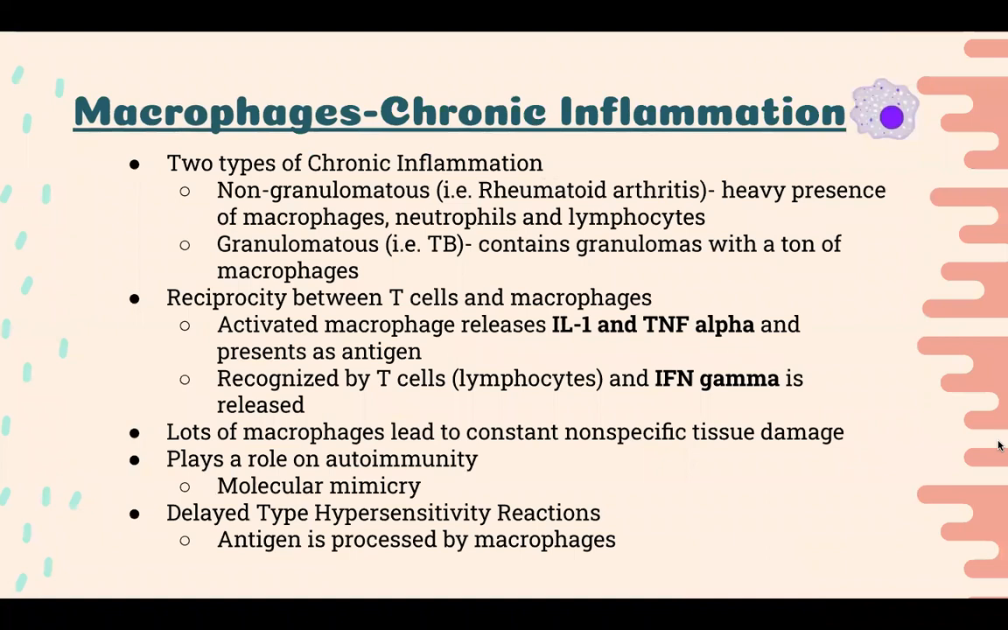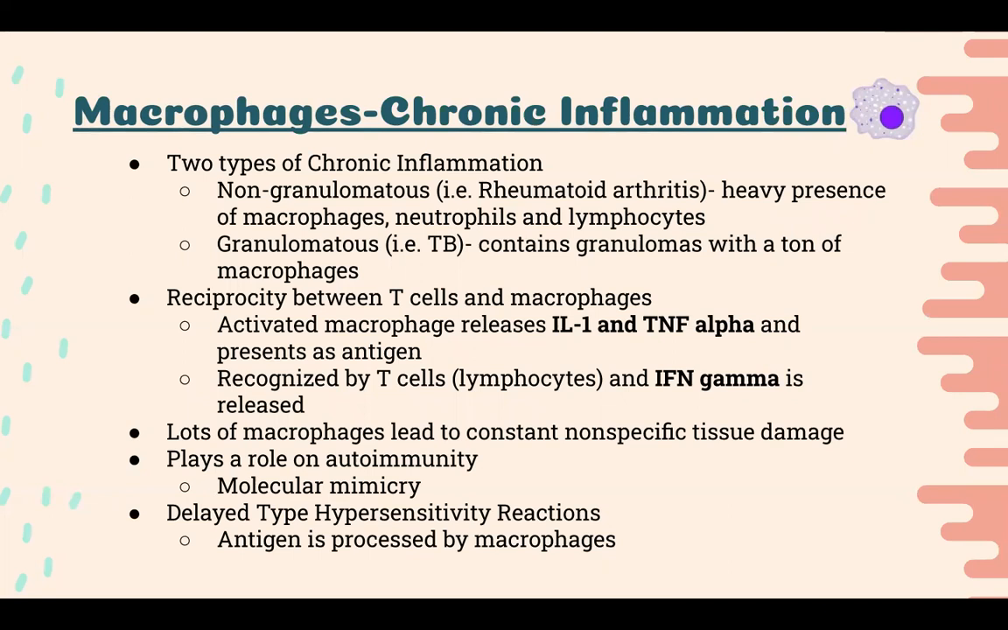Macrophages in chronic inflammation. Granulomatous inflammation contains granulomas, which have aggregated macrophages surrounded by various T cells. Additionally, macrophages are heavily present in non-granulomatous inflammation. The main causes of this inflammation are when an irritant fails to be eliminated and when self-antigens formulate an autoimmune reaction. Also, once a macrophage is activated, it releases IL-1 and TNF alpha and presents an antigen to a lymphocyte. This triggers the activation of a lymphocyte, and IFN gamma is released.